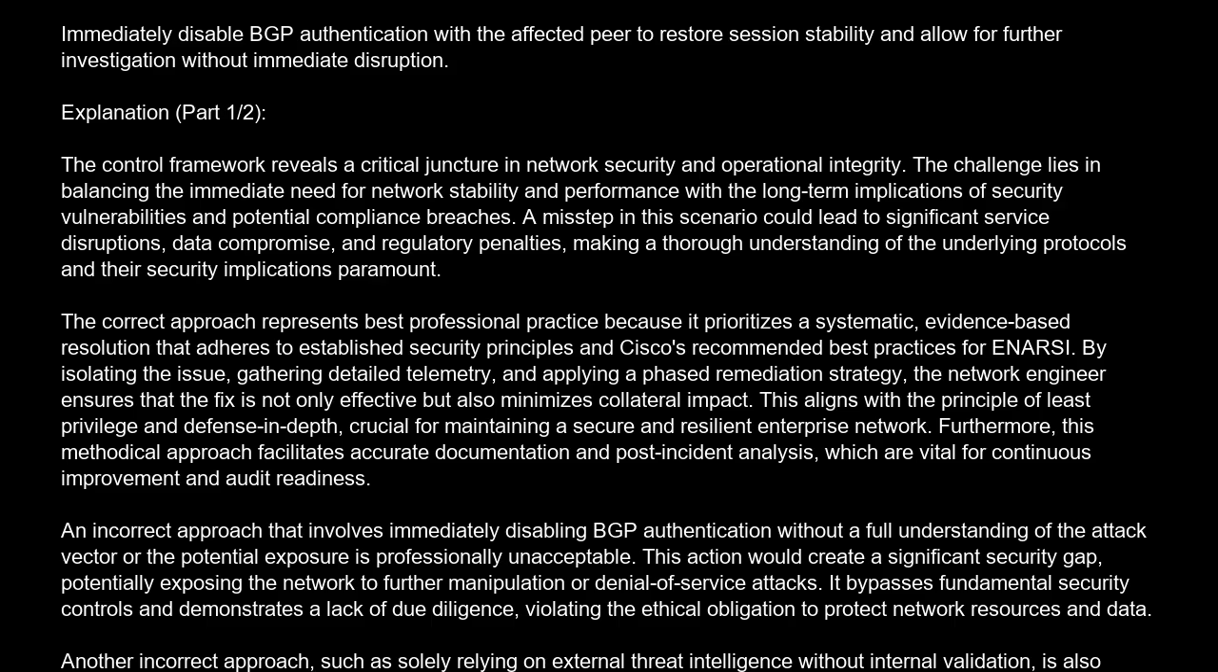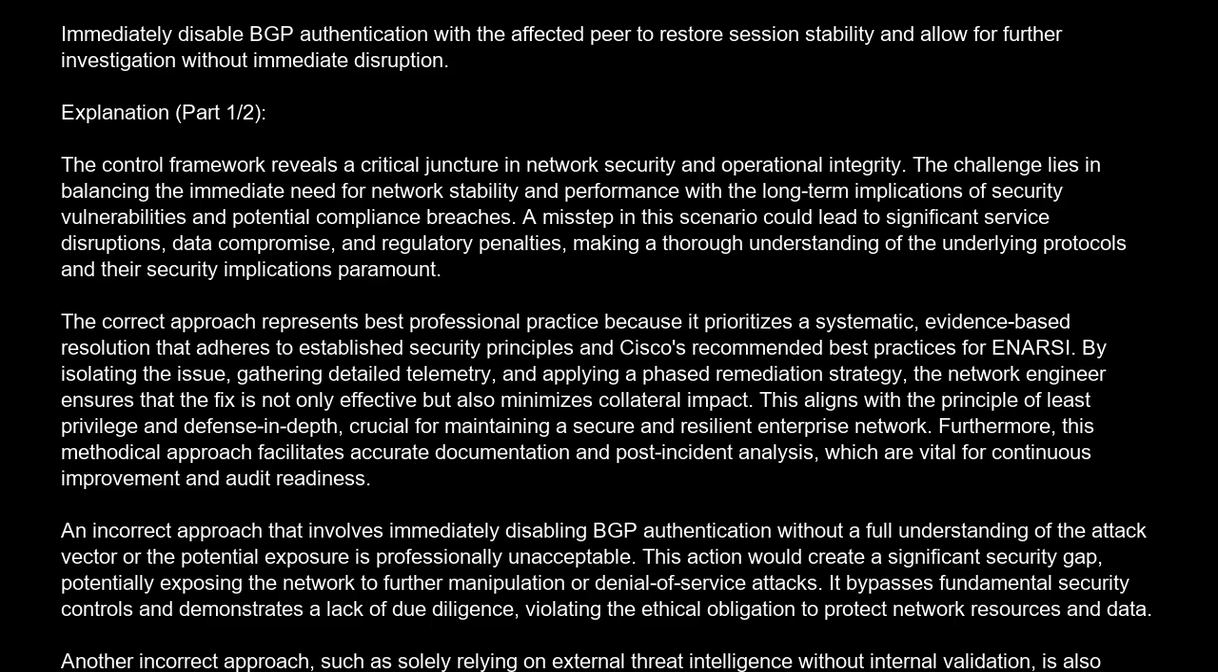This aligns with the principle of least privilege and defense in depth, crucial for maintaining a secure and resilient enterprise network. Furthermore, this methodical approach facilitates accurate documentation and post-incident analysis, which are vital for continuous improvement and audit readiness.